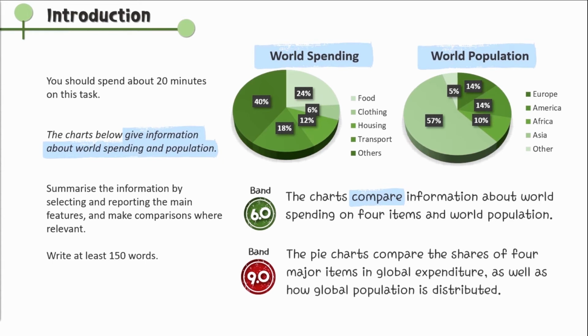The pie charts compare the shares of 4 major items in global expenditure, as well as how global population is distributed. The band 9 introduction specifically mentioned what kind of chart is given: the shares of 4 major items in global expenditure instead of world spending on 4 items. Additionally, instead of just simply mentioning world population, as well as how global population is distributed is better as it also mentions the distribution. Now, looking at these 2 examples, you will notice the difference in length and language used. Also, the second successfully paraphrased the given heading.